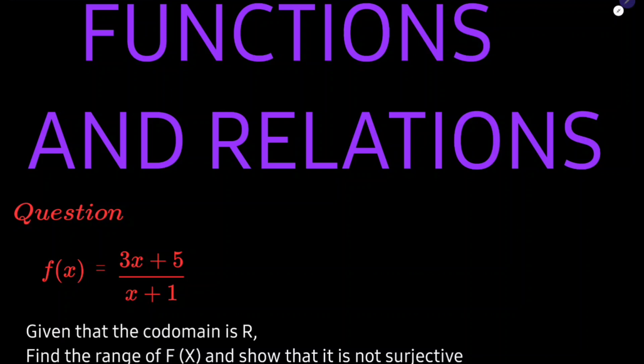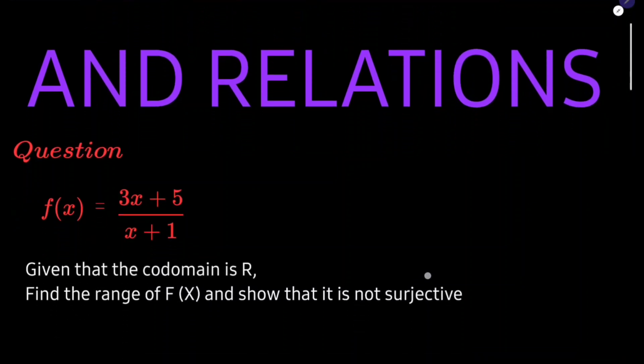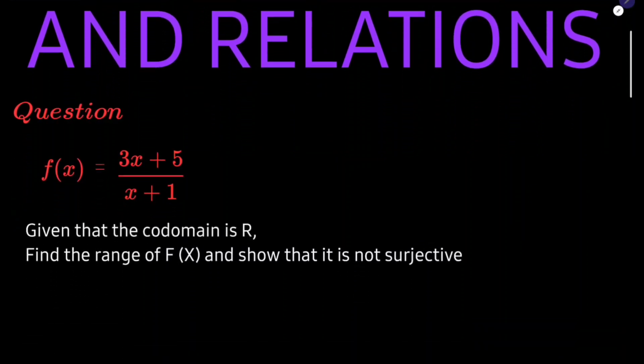In this video, we are going to solve a question under the range and surjectivity of functions. Okay, so we have the question. It says f of x is equal to (3x + 5) divided by (x + 1). And it says, given that the codomain is R, that is a set of real numbers, we should find the range of f of x and show that it is not surjective.